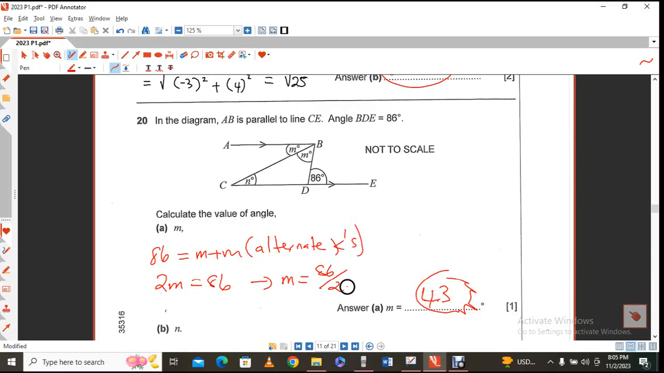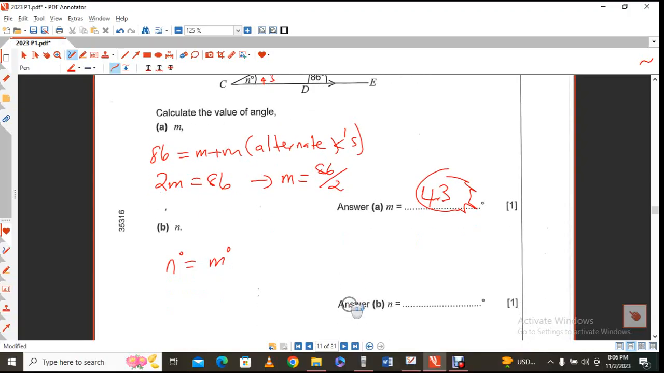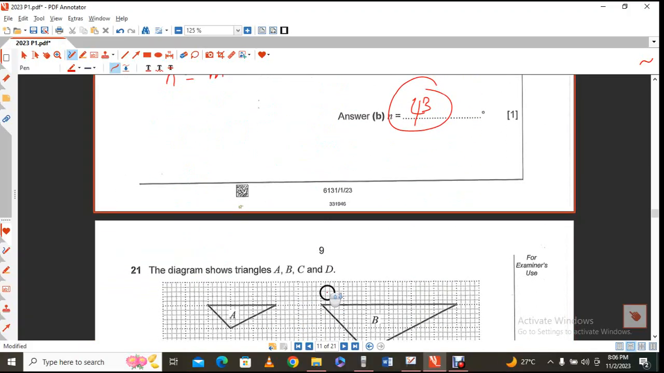Good. Now, if you go to N, N is equal to M. Can you see that little alternate there? And what is our M equal to? Of course, our M is equal to 43. So N is also equal to 43. So these answers for both is 43. Quite straightforward. Right, let's go to question 21.